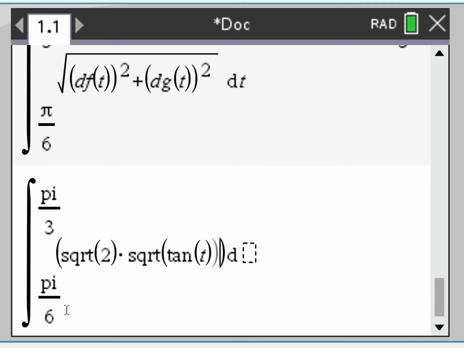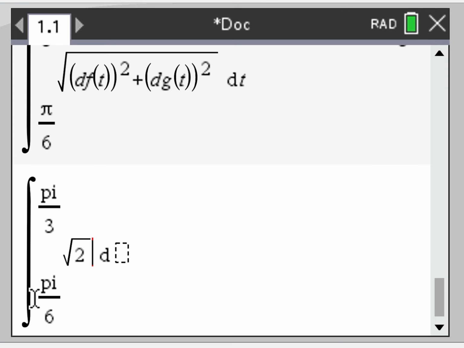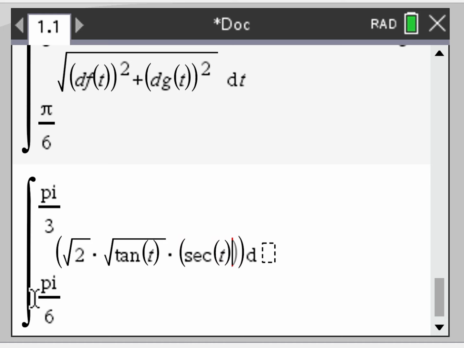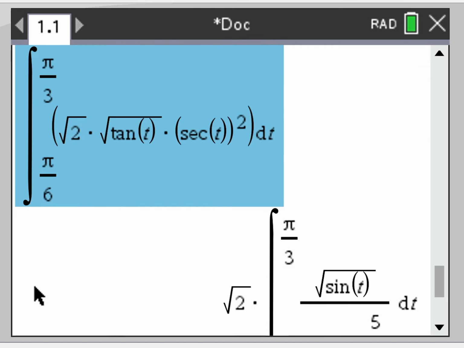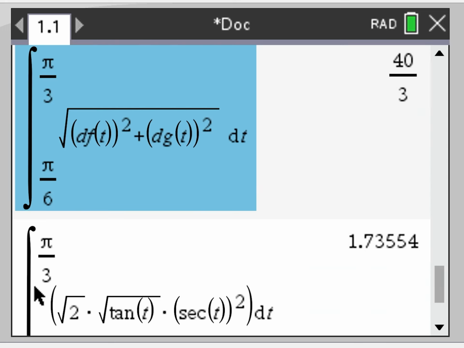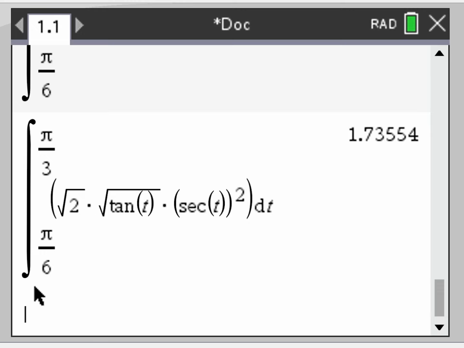Okay, this is getting a bit confusing. Maybe I'll just put square roots in. I don't want to mess up with the brackets. Okay, so the square root of 2 times square root of tangent of t times sec of t whole squared dt. Okay, can it not evaluate this? Okay, Control C, there. So not this. Well, what's this evaluating to? 13.3. Okay, cool.